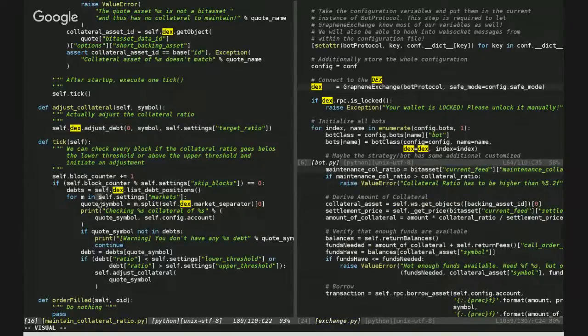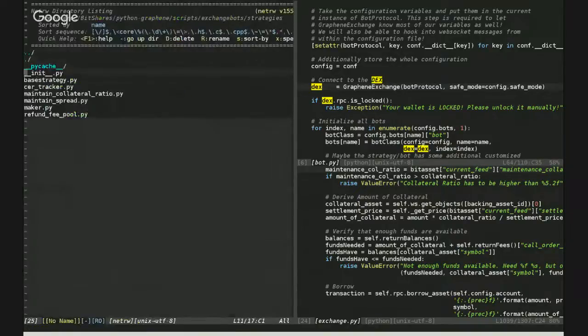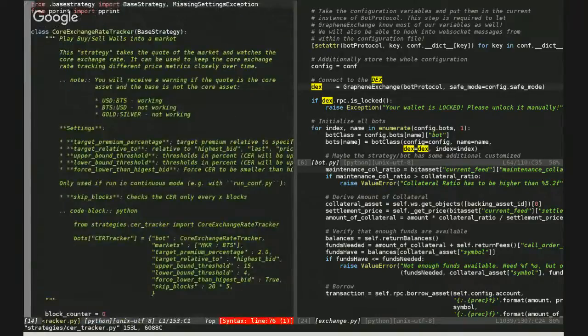All of these calls are available in self.dex in your bot strategy. So self.settings are the settings that you get from defining the config file. Self.dex is the decentralized exchange, and then there's also self.dex.rpc. We had this over here.